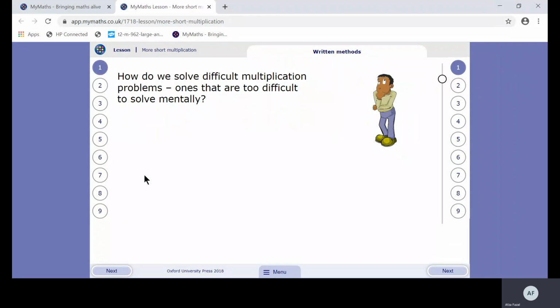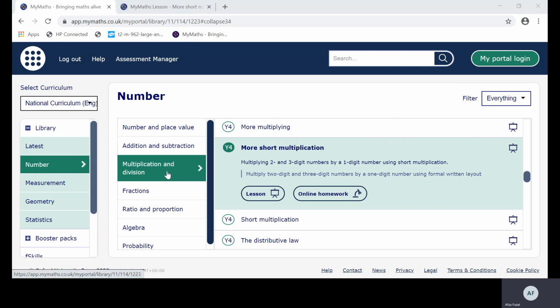Hey everyone, today we're looking at short multiplication. So we're going into our multiplication facts now. Remember, the more you practice your times tables, the better you will get at it. So what you need to do is click on number, multiplication and division, find year 4 and click on the lesson. So it's more short multiplication.